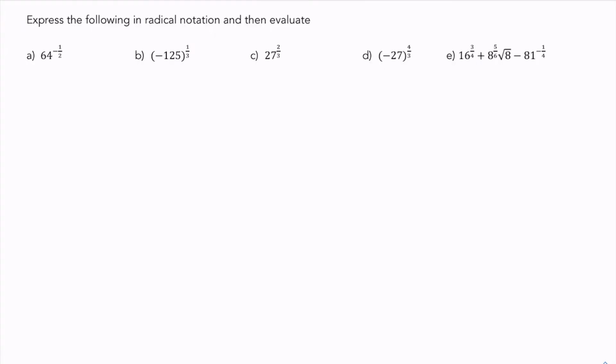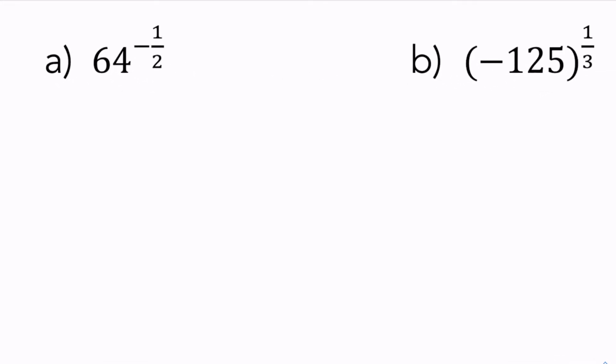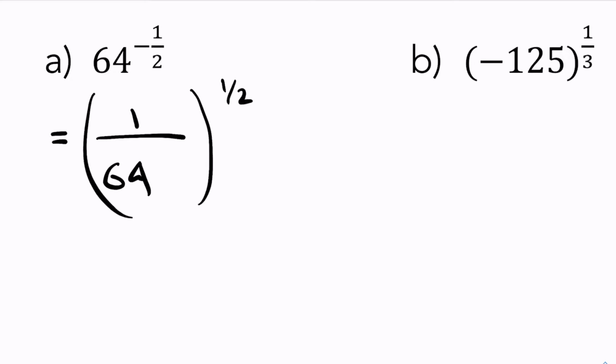Okay, we're looking at a question here where we want to express power in radical notation and then evaluate if possible. So we're going to begin by looking at a over here. First of all, remember every time you have a negative exponent, you rewrite that as 1 over that value to the positive value of that exponent. So in this case it would be 1/2.